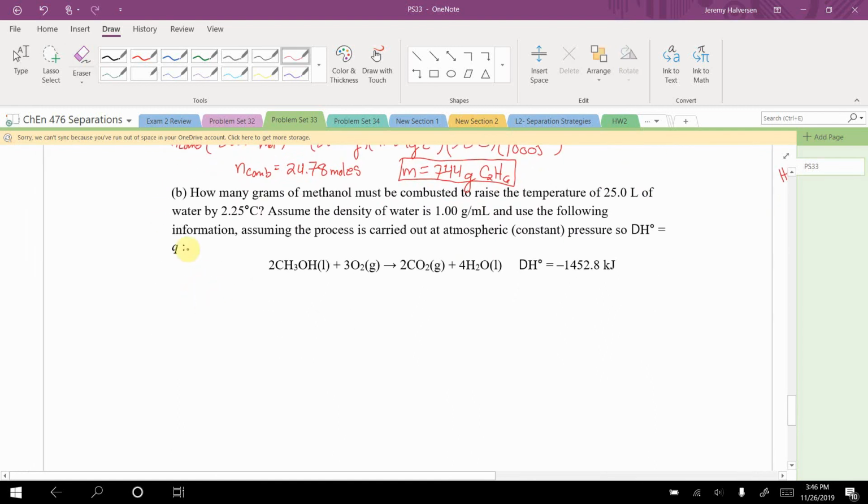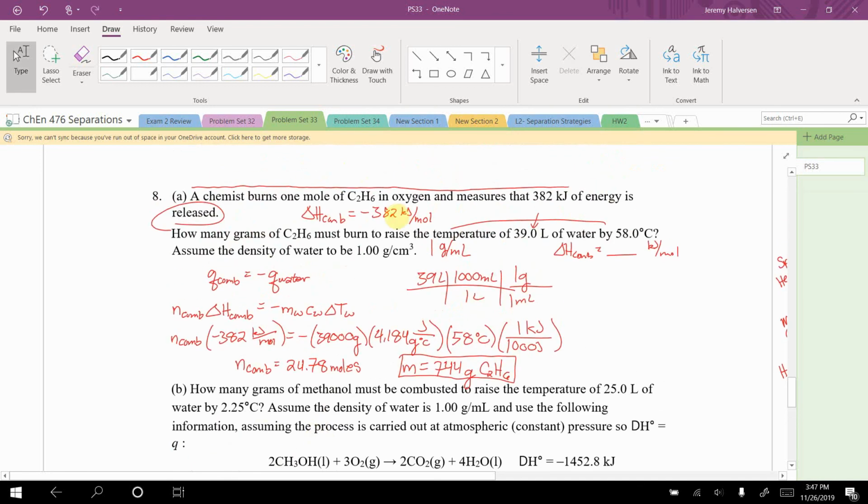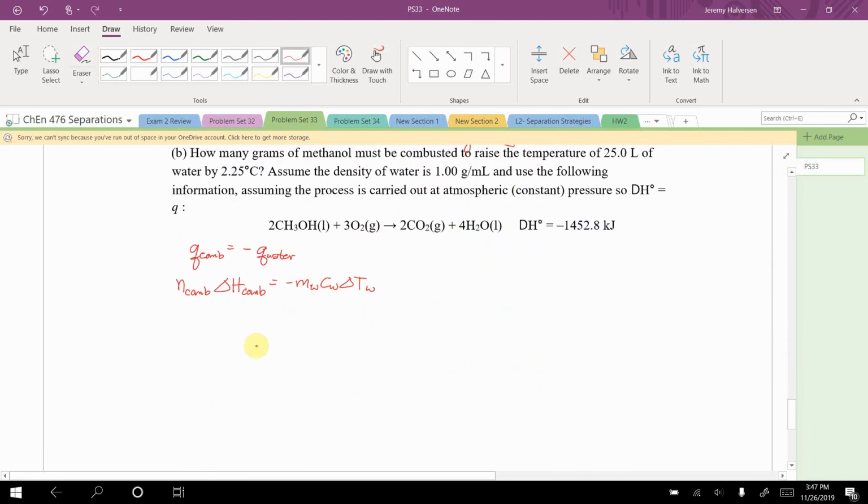Q combustion is negative Q water. So I'm going to have an n combustion, delta H combustion equal to negative M water, C water, delta T water. Just to jump back here real quick, we added that negative from the 382 kilojoules per mole because it said it was released. If you had forgotten that, you would have gotten a mass that was negative. And hopefully that would have helped you catch your mistake. But if you're not sure how we're setting up this problem, look at the previous one. We're setting up identically.